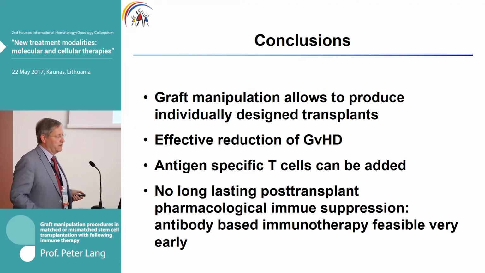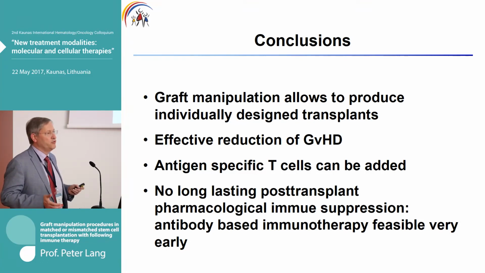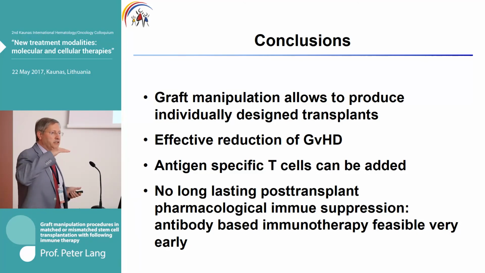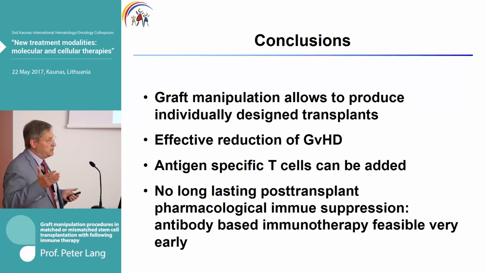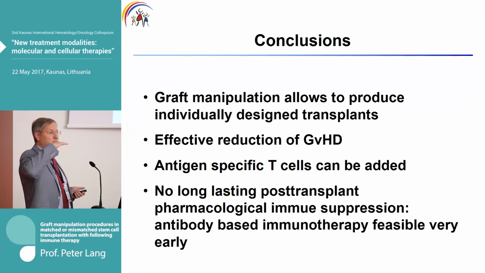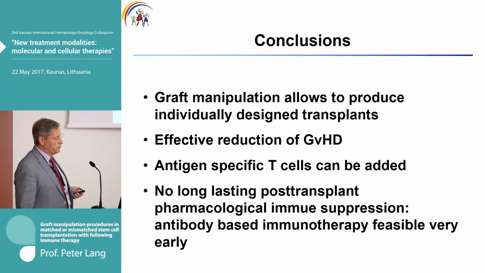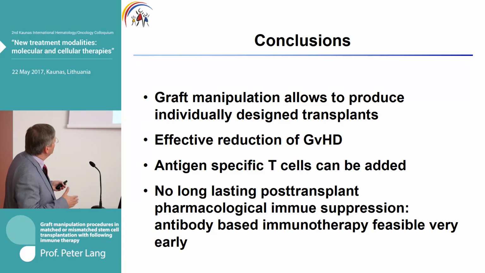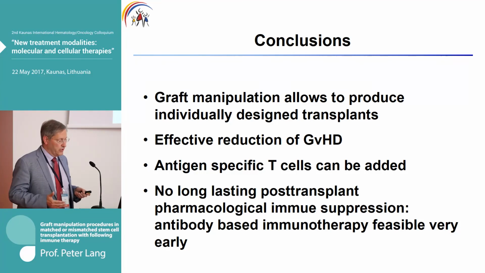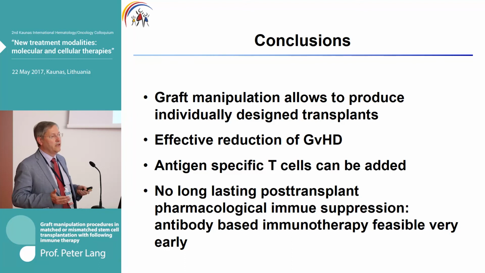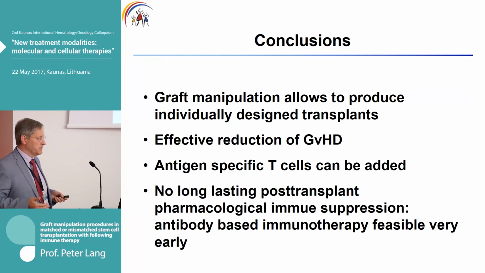So my conclusions are: graft manipulation allows us to produce very individually designed transplants with defined numbers of T cells, complete T cell depletion, or sometimes T cell reduction. You can effectively reduce GvHD. You can add antigen-specific T cells. And we have no long-lasting post-transplant immune suppression, which allows us to use, for example, antibody-based immunotherapy very early after transplantation.